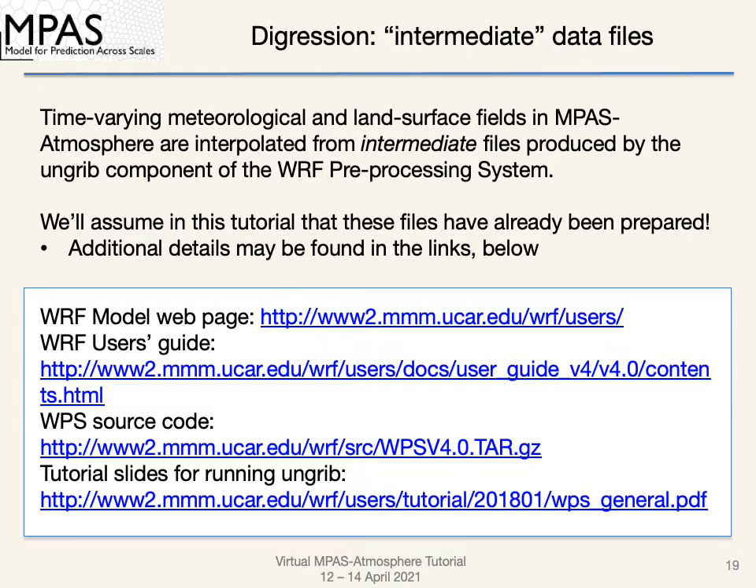So we're not going to cover that process in this tutorial. There's already material that's linked here at the bottom of the slide that will guide you through the process of running a program called ungrib, that's part of the WRF Preprocessing System, to take data sets in what's called GRIB format and to turn them into this intermediate file format that's readable by the init_atmosphere model program.